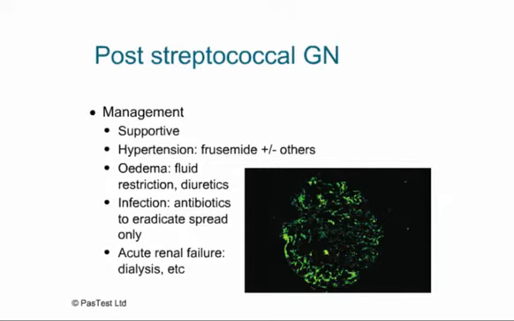Regarding the infection, antibiotics are only useful to eradicate the spread of the streptococcus between individuals. They don't attenuate the course of the disease in the affected individual at all. Very rarely, patients with a post-streptococcal GN will develop acute renal failure, and this would be treated in the standard way by dialysis, etc. Let's look at the course of the disease.